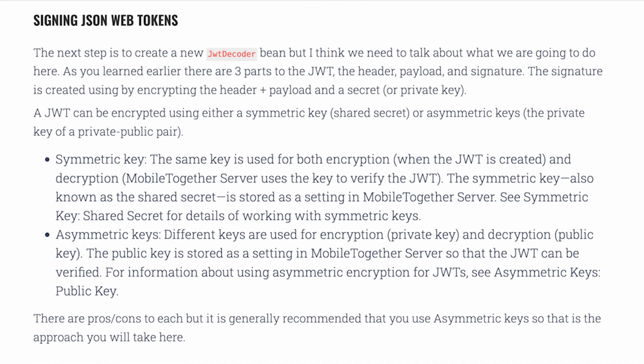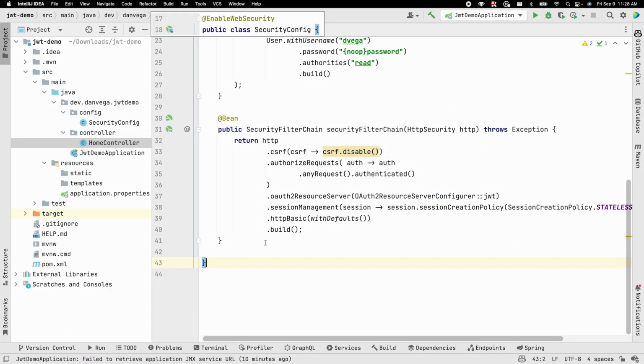You can pause the video if you want, but you can either use a symmetric key, which is a shared secret, so just like a secret key, or asymmetric keys, which is the use of a private and public pair. So that's symmetric versus asymmetric. There are pros and cons to each, but it's generally recommended that you use asymmetric keys. So that's the approach that we're going to take here. So what we need to do is create a public-private key pair. This is something you can do via code, and it might make sense to do it. But for now, we're just going to create them manually, statically here. And I think it'll just kind of give you a window into what we're doing.